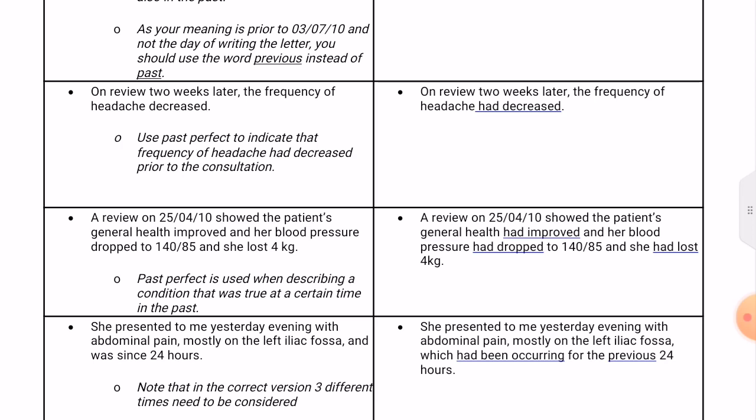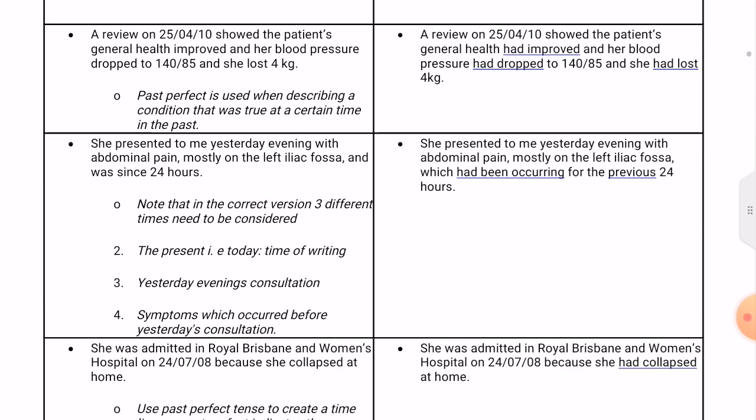Let's see the correct one sentence. A review on 25 April 2010 showed the patient's general health had improved and her blood pressure had dropped to 140/85 and she had lost 4 kg. Alright, so here we have mentioned the "had".